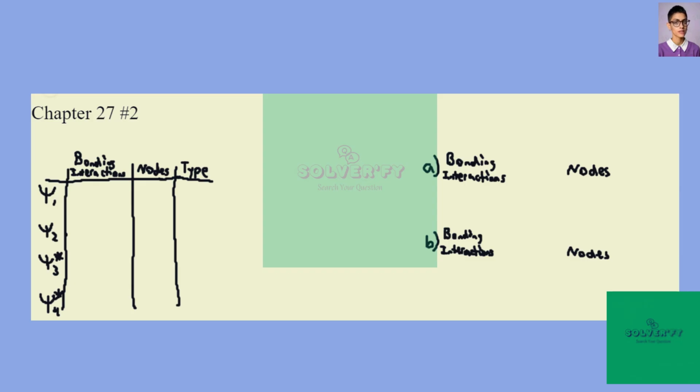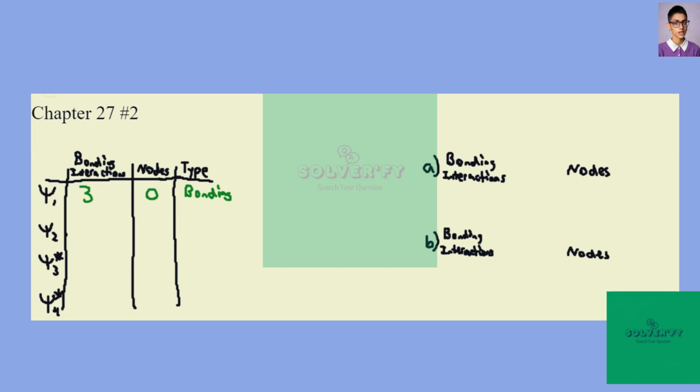anti-bonding molecular orbitals. So looking at figure 27.2, we see that the first molecular orbital, psi1, has 3 bonding interactions. So I'm going to fill in this table that I've made as we go along. So psi1 has 3 bonding interactions. It has 0 nodes, and it is a bonding molecular orbital.